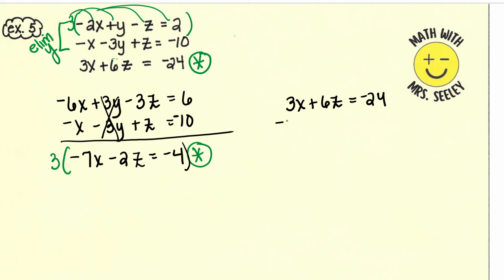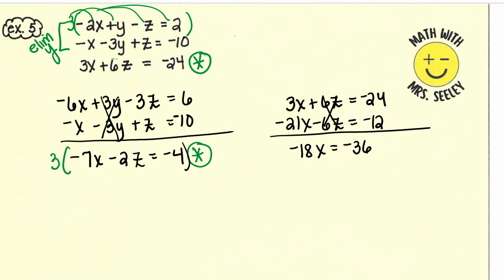3 times negative 7 is negative 21x. 3 times negative 2 is negative 6z. And 3 times negative 4 is negative 12. Those are going to cancel. And I'm going to have 3 minus 21, which is negative 18x, equals negative 36. Divide by your negative 18, and x is equal to positive 2.